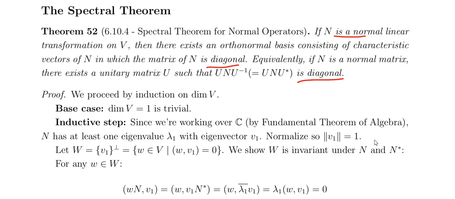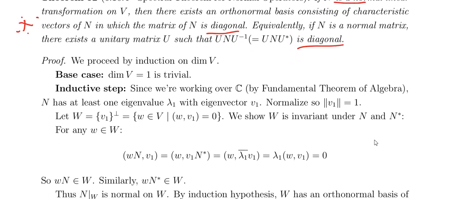If there is a normal operator, then its orthonormal basis exists, consisting of the characteristic vectors, and the corresponding matrix of N is diagonal. And if N is a normal matrix, there is a unitary matrix U such that U N U inverse, equal to U N U star, should be diagonal. That is a very important result.